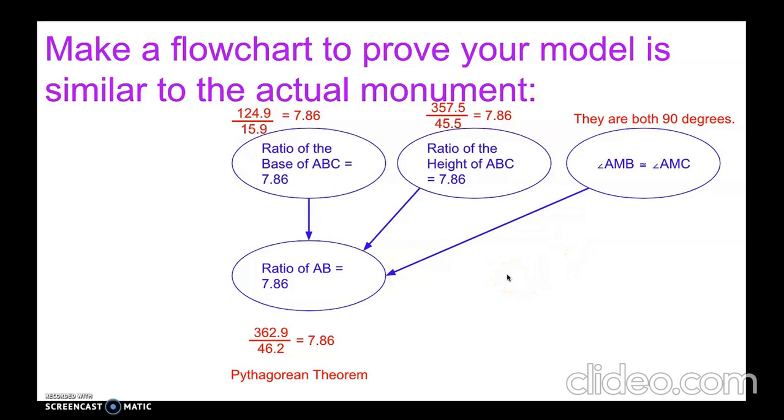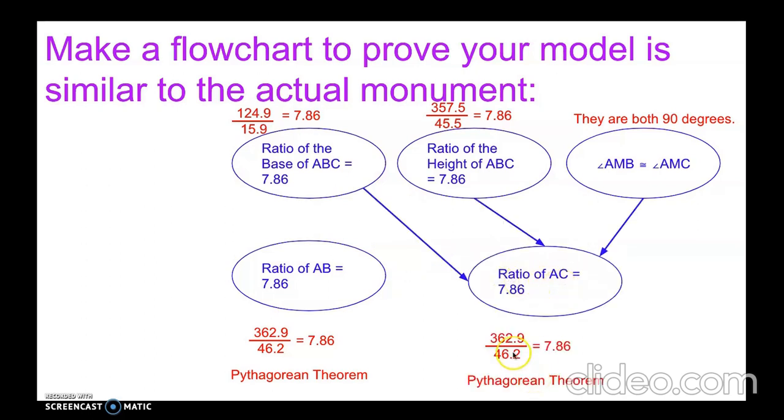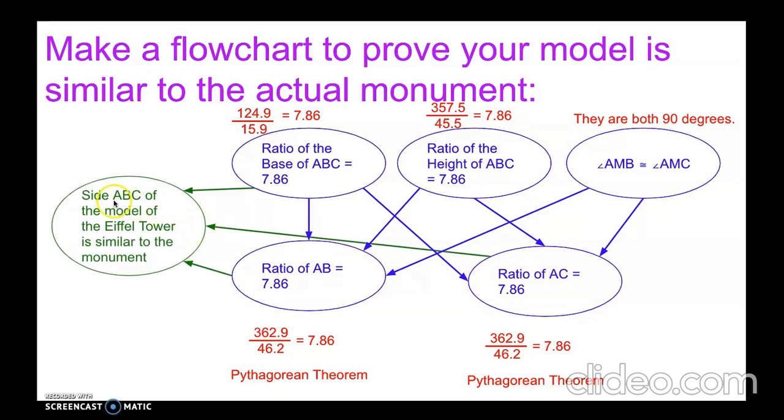Okay, and so then we can do the same thing with AC, right? Show what the ratio equals, and then use Pythagorean theorem. Right, so those are the two hypotenuses of the triangle. Well, now we've got three side triangles. We've got the base, which is really BC. We've got AB, and we've got AC, and all three of those sides are similar. So now we can prove that the whole triangle ABC is similar, because since three sides are similar, it is going to be similar by the side theorem.